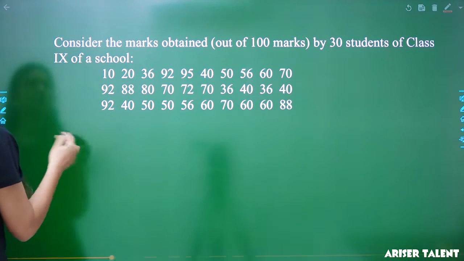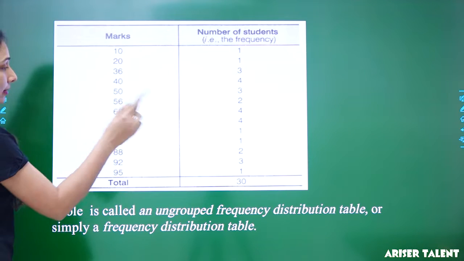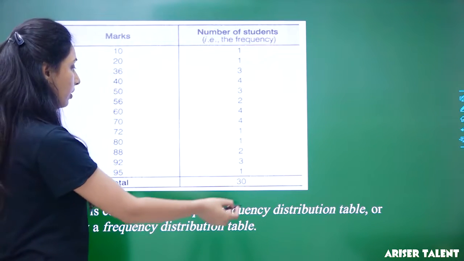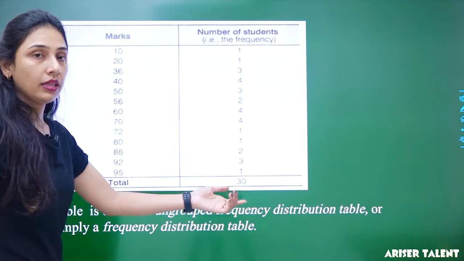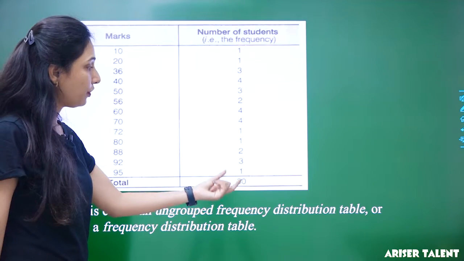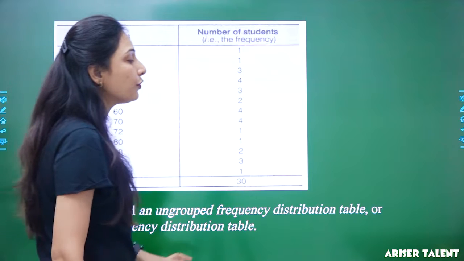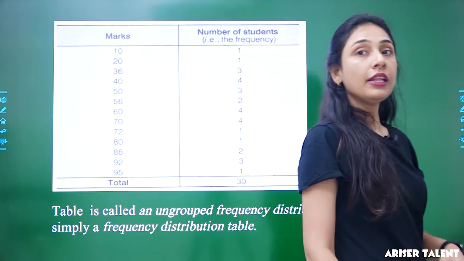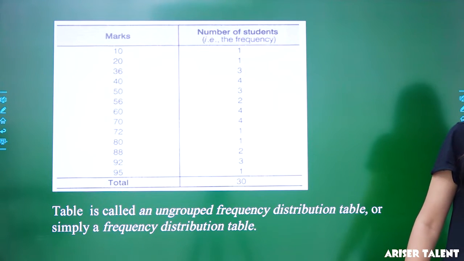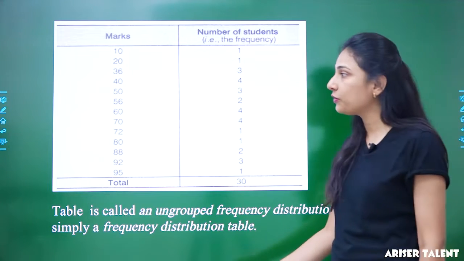Done. Now, this is the table that we got, and we got the total of the frequency as 30, that is the number of observations. This table is called an ungrouped frequency distribution table. Now I am having a word, ungrouped frequency table. What is this ungrouped frequency table?